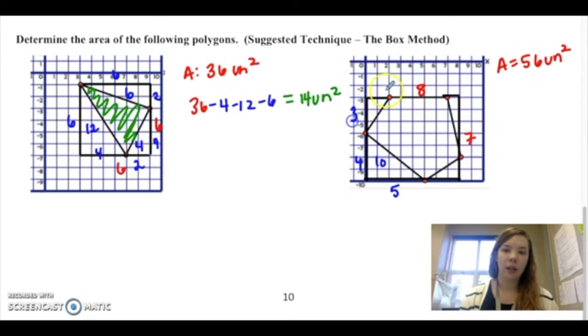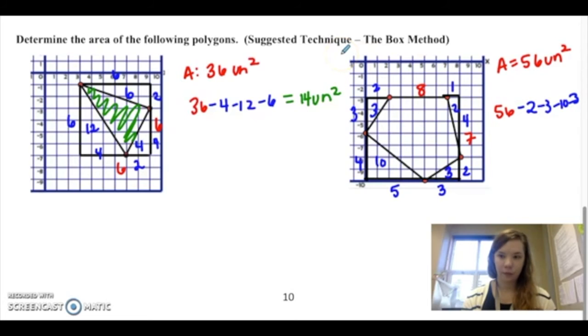Here you have 3. Here you have 2. So half of 3 times 2 is 3. Then you have 1 by 4. Half of 1 times 4 is 2. And then 2 by 3. Half of 2 times 3 is 3. So we would take our 56 minus 2, 3, 10, and 3, and get 38 square units.